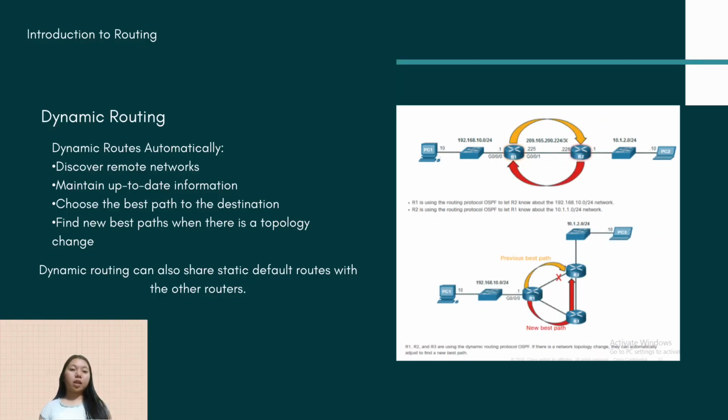Dynamic routing. Dynamic routes automatically discover remote networks, maintain up-to-date information, choose the best path to the destination, and find new best paths when there is a topology change. Dynamic routing can also share static default routes with the other routers.